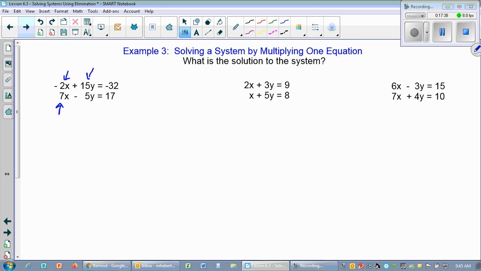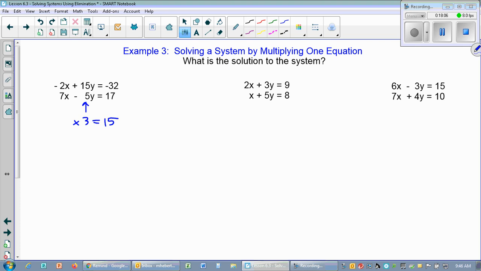We ask ourselves, will 15 divide into 5? No, 15 cannot divide into 5. Then we ask, will 5 go into 15? Yes, 5 goes into 15 3 times. This means I can multiply my 5 by 3, and it would give me 15. This would mean my y's would now have the same coefficient.